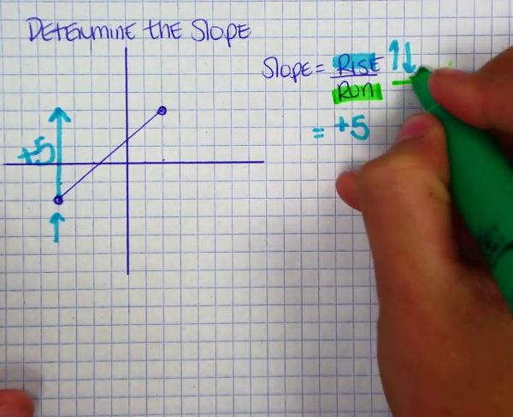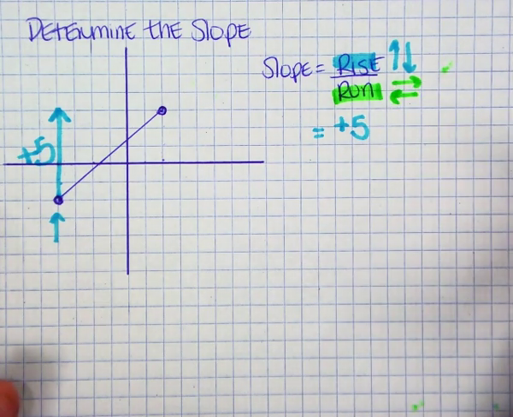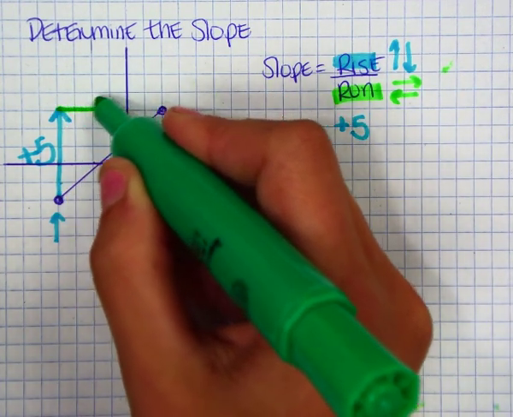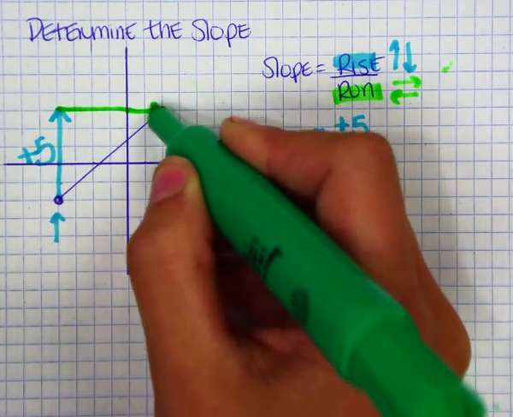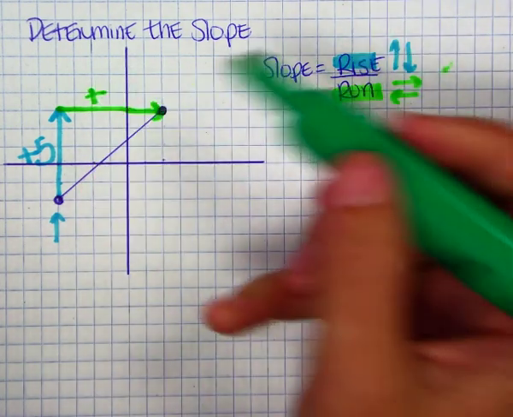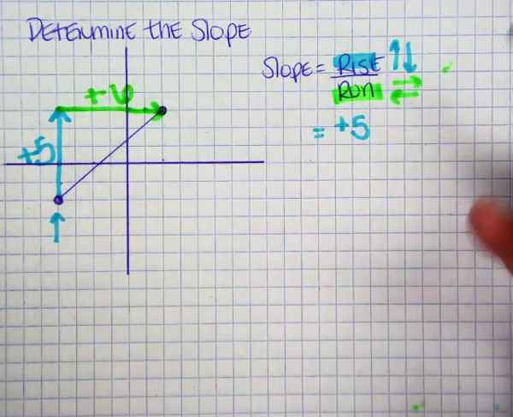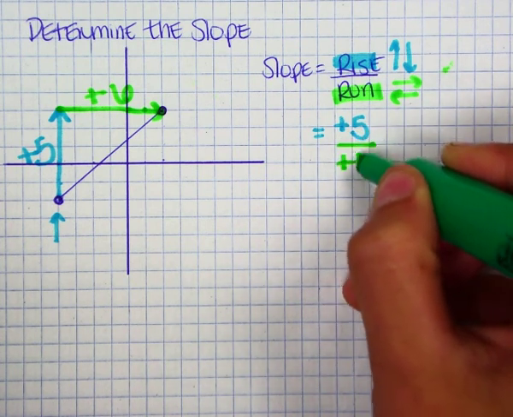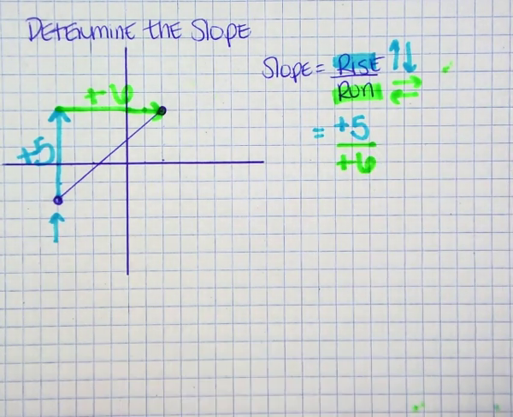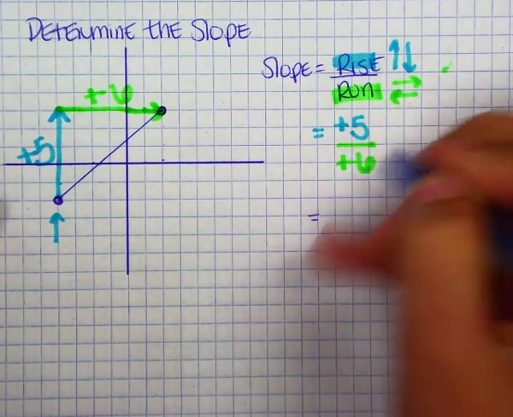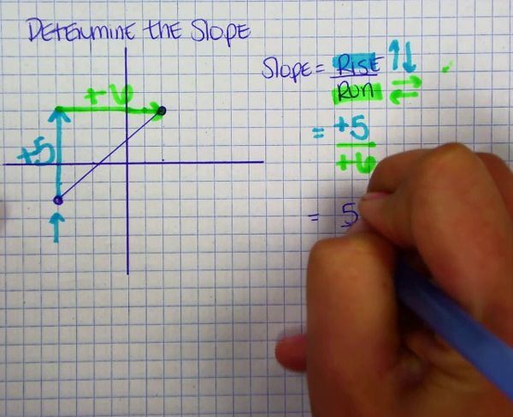Then I'm going to see what my run is. My run is a horizontal movement. How far am I moving left or right? So from here, I'm going to move right. Right is a positive movement. 1, 2, 3, 4, 5, 6 units. So my run is a positive 6. So the slope of this line is going to be a positive divided by a positive, which is positive 5/6.